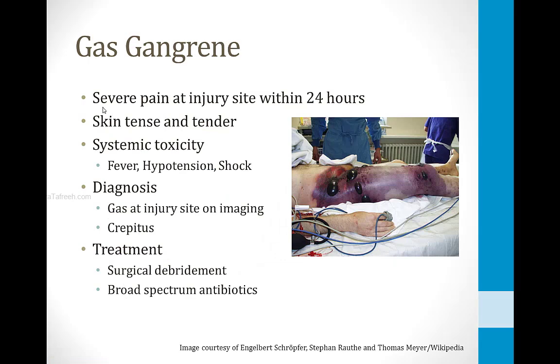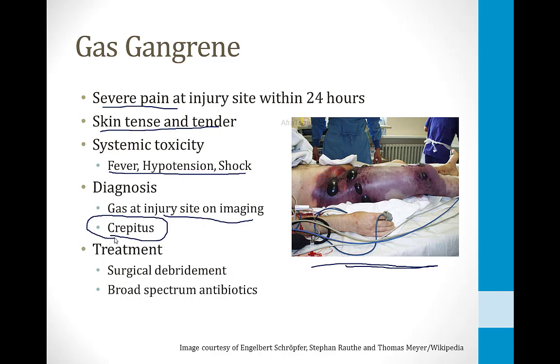Gas gangrene is severe pain at an injury site. Usually within 24 hours, the skin gets tense and tender. This is a picture of a patient with gas gangrene of the leg who's going to undergo amputation. It's a very, very serious infection. There can be systemic toxicity like fever, hypotension, and shock. You diagnose it by finding gas at the injury site on imaging, or sometimes there's a finding called crepitus. This is when you can feel little bubbles of air inside the wound. The treatment is surgical debridement and then broad-spectrum antibiotics, because these wounds often have not just Clostridium but also other anaerobes and gram-positive bacteria, and so this is why broad-spectrum antibiotics are used.